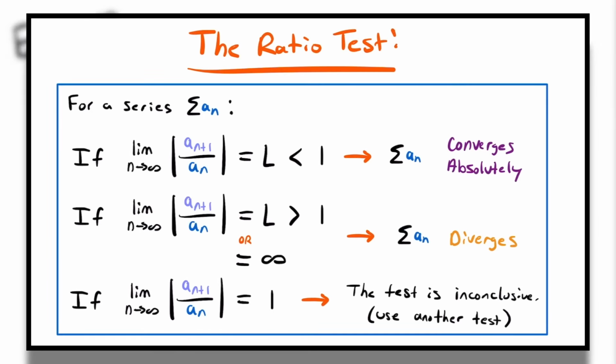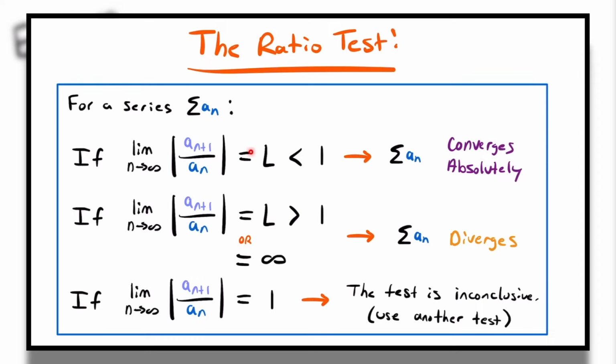And so if you don't remember, the ratio test says this: for a series where we have the sum of a sequence a sub n, if the limit as n approaches infinity of the absolute value of the ratio between a sub n plus 1 and a sub n is equal to some limit less than 1, then the series converges absolutely. Or in this case, we're just going to say it converges. But if that limit was greater than 1, or it was equal to infinity, then that series diverges. And then finally, if that limit was equal to 1, the test is inconclusive. But we're not really worried so much about this last conclusion.